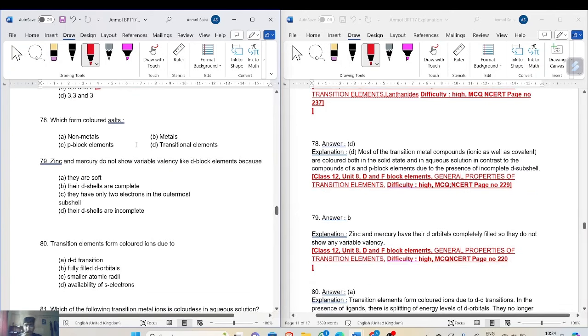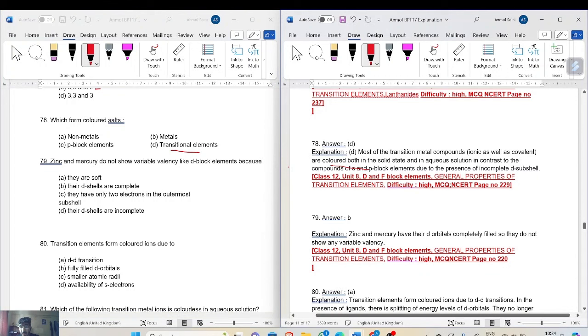Question 78 is asking which forms a colored salt. Okay, which of these four forms the colored salt, meaning which of the following shows color. This is a basic question. The first is non-metal, second is metal, third is p block elements, and then transition element. Okay, so we know transition elements show color both in solid and aqueous solution because they have incomplete d orbitals.